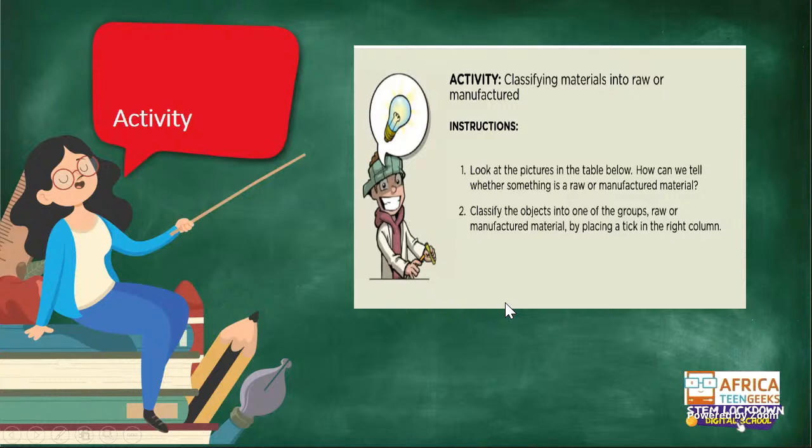And then the instructions will be, number one, you look at the pictures in the table below, which will come in the next slide. And then from there, you say, how can you tell whether something is raw material or manufactured material? And then you classify objects into one of the groups, raw or manufactured material, by placing a tick in the right column.